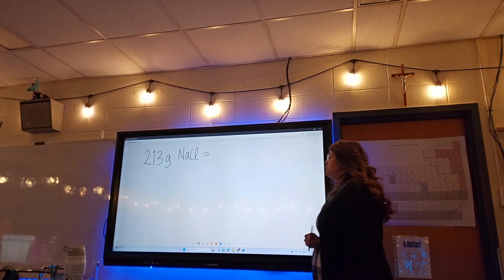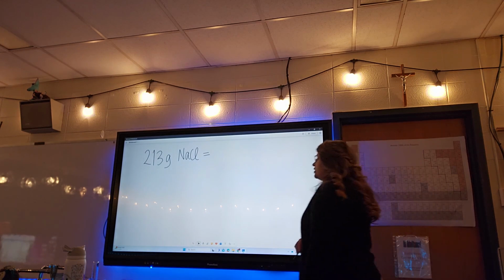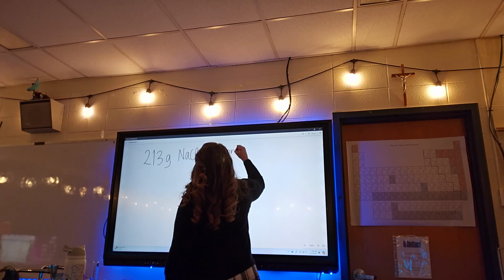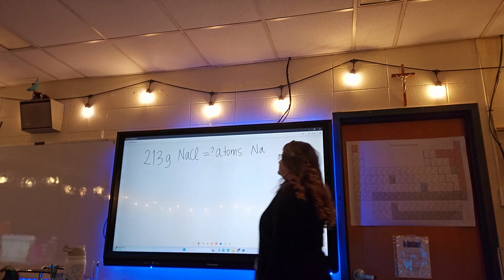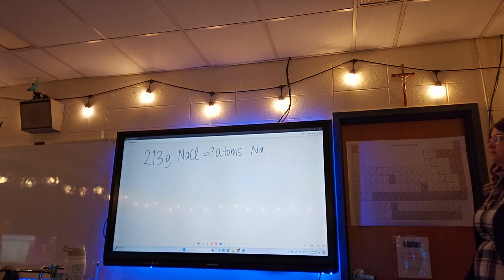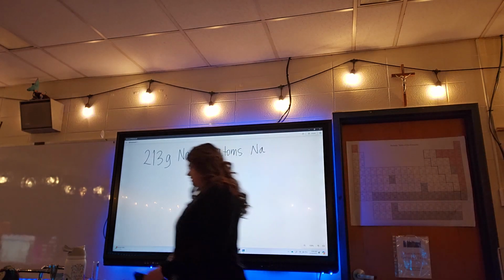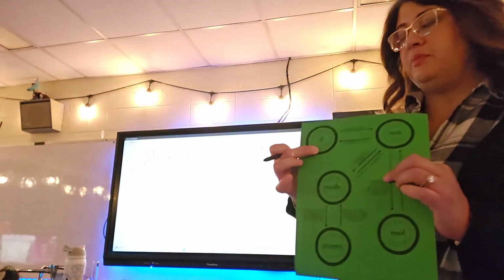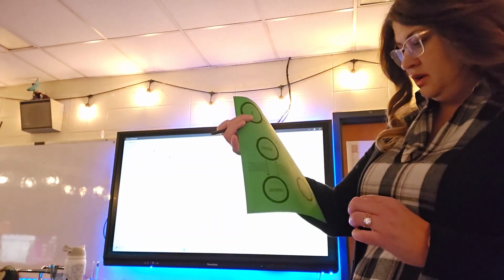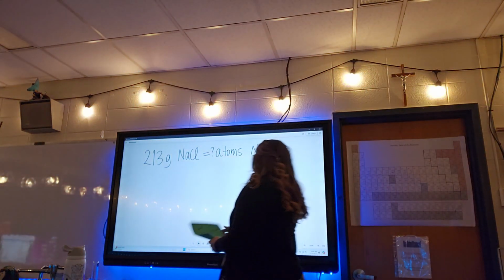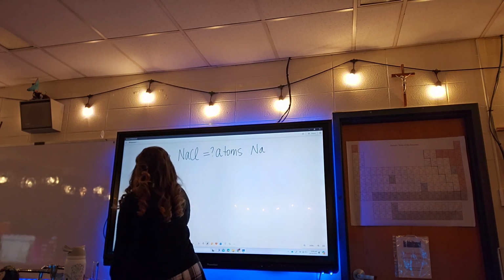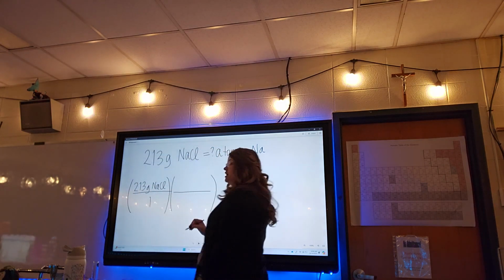All right, we're going to start with 213 grams of sodium chloride, and we are going to convert that into atoms of sodium. Okay, so where are we starting on the flow chart? Grams, so we're in the top left. And we want to get to atoms, which is bottom left. We're going to have to divide by our formula weight, which would be the weight of NaCl.